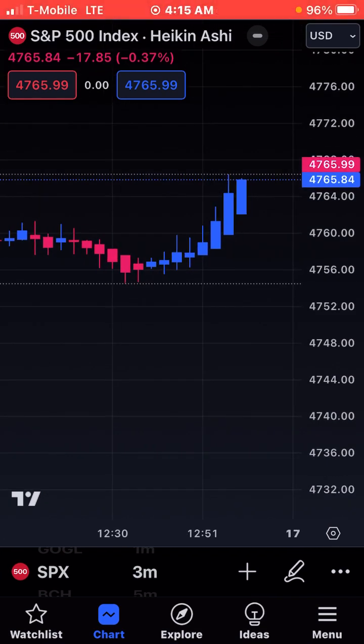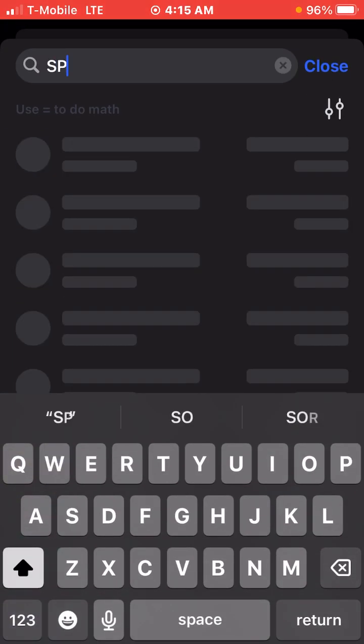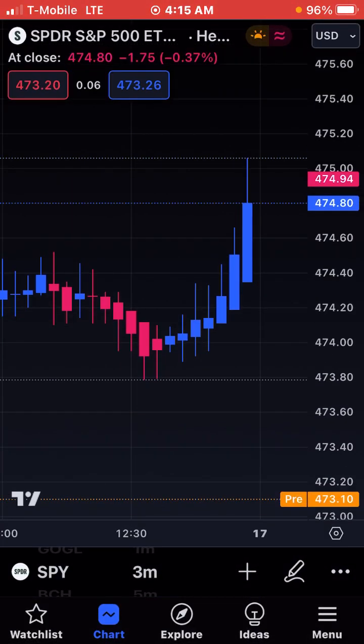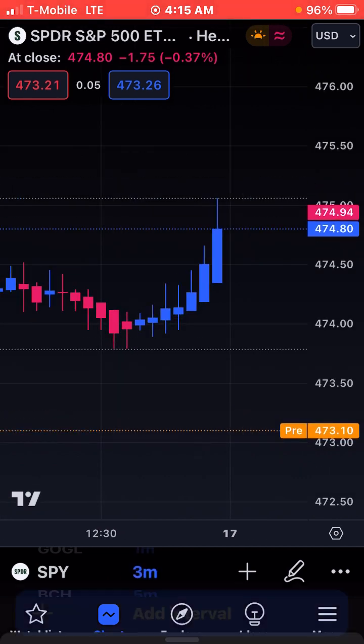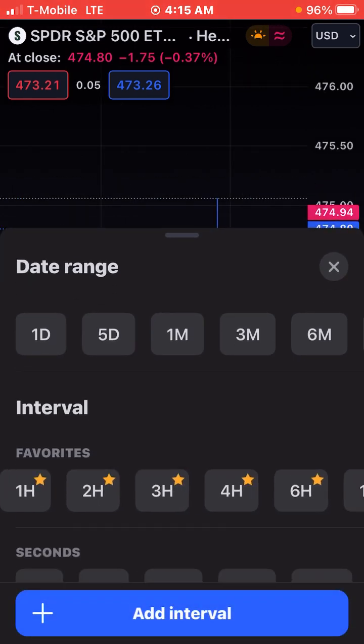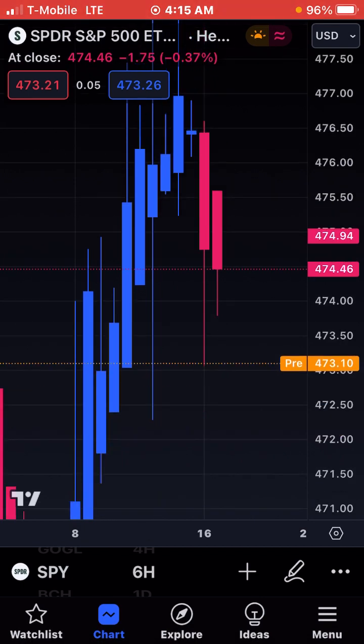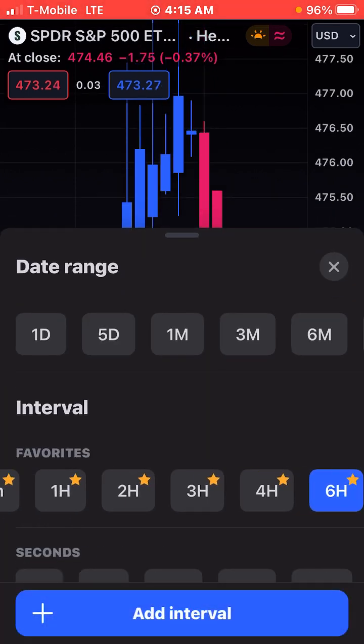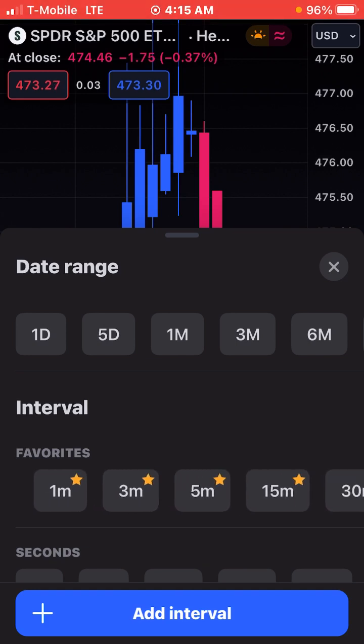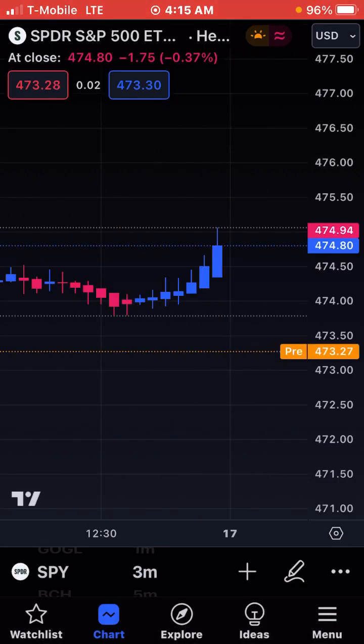SPY is one of the cheapest ways that you could do contracts. A lot of the other ones are pretty expensive. But real quickly, let's look at SPY. I'm just going to show you that they're both the same thing. We go here to the 6 hour and you'll see it's the same thing: 2 red candles. Then you go here to the 3 minute and you'll see exactly the same thing. So if you want to trade on Robinhood, you have to go with SPY. If you want to trade on a brokerage, you can do it with SPX.